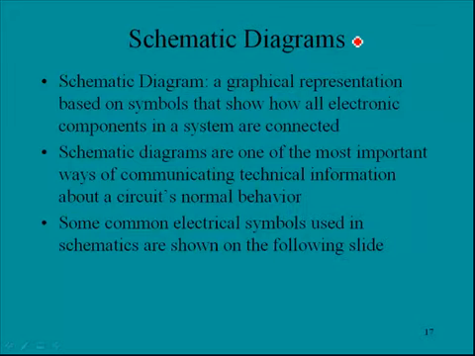Then we have schematic diagrams. Schematic diagrams are a graphical representation based on symbols that show how all electronic components in a system are connected. And probably the key words here are all electronic components. Schematic diagrams are one of the most important ways of communicating technical information about a circuit's, notice this, normal behavior. Some common electrical symbols used in schematics are shown below on the following slide.